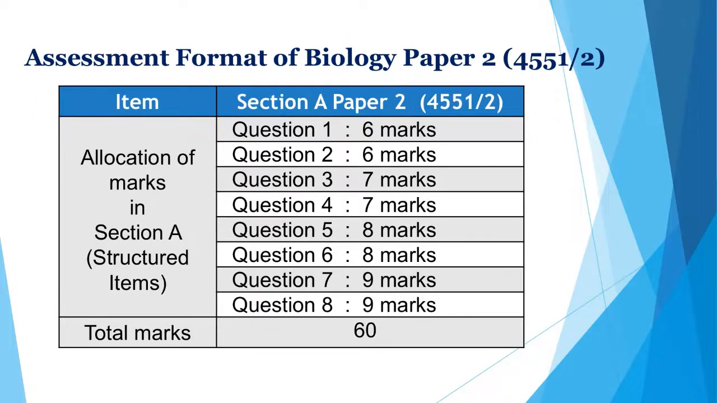Section A of Paper 2 consists of 8 structured questions. Question 1 and question 2, 6 marks each. Question 3 and question 4, 7 marks each. Question 5 and question 6, 8 marks each. Question 7 and question 8, 9 marks each. Total marks in this section is 60 marks.